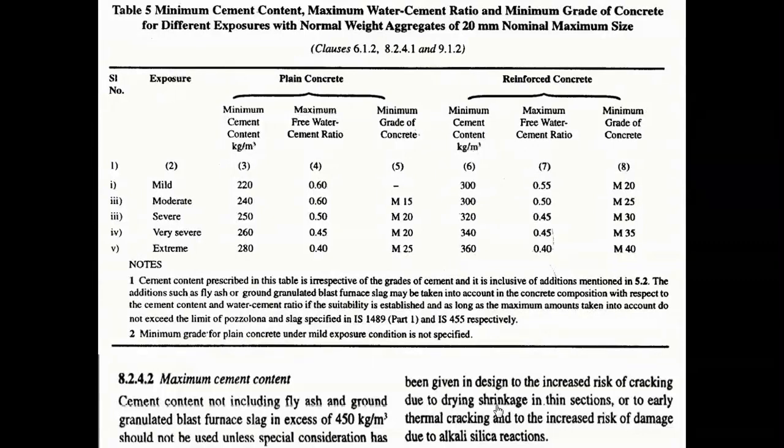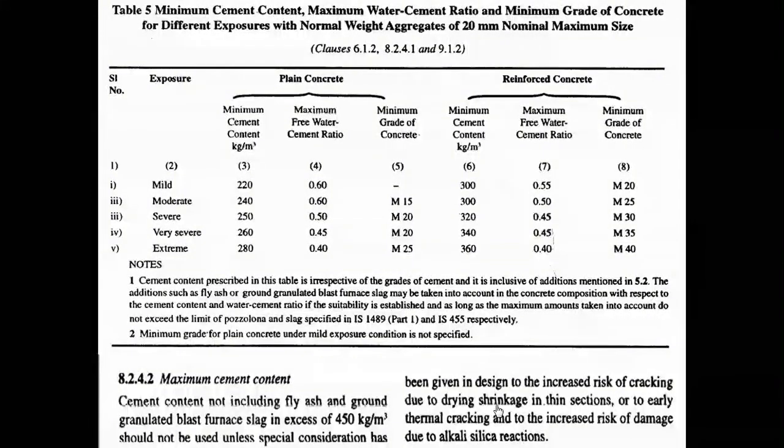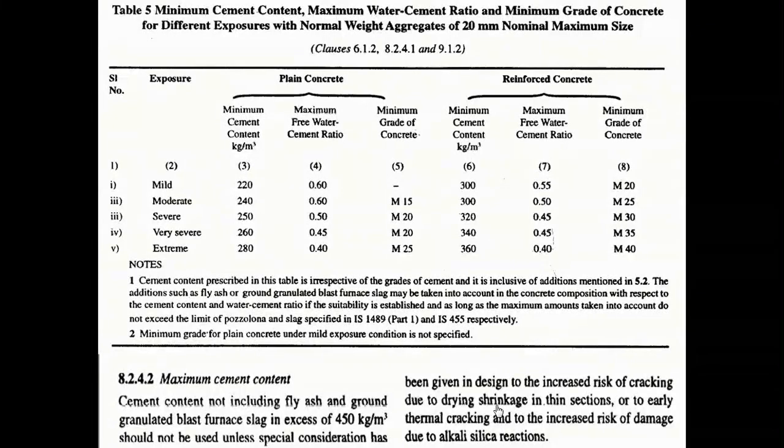But another clause is there at the bottom, it says maximum cement content. The maximum cement content that should be used is 450 kg per m cube. So if you take a severe exposure condition, minimum is 320 and maximum is 450. So whatever the cement content that you use, it should be in between 320 to 450. And the maximum water cement ratio and minimum grade, we have to follow the codal provisions.